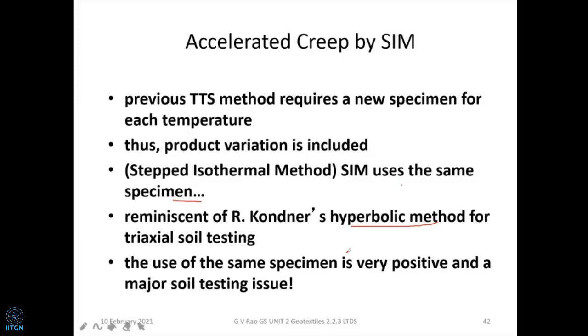Then what we do is apply a higher cell pressure. Let us say we applied 100 kilopascals earlier; we now apply 200 kilopascals. Again we conduct the test up to 2%. Again, using the actual behavior, we plot that hyperbolic plot and then estimate the failure value at 200 kilopascals confined pressure. Like that we keep doing it.